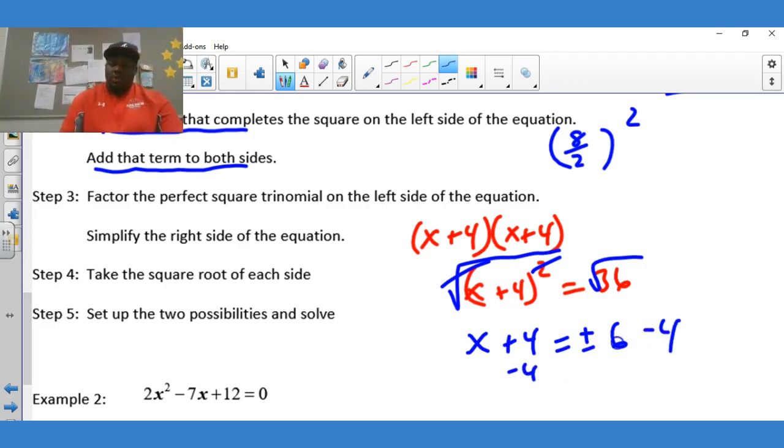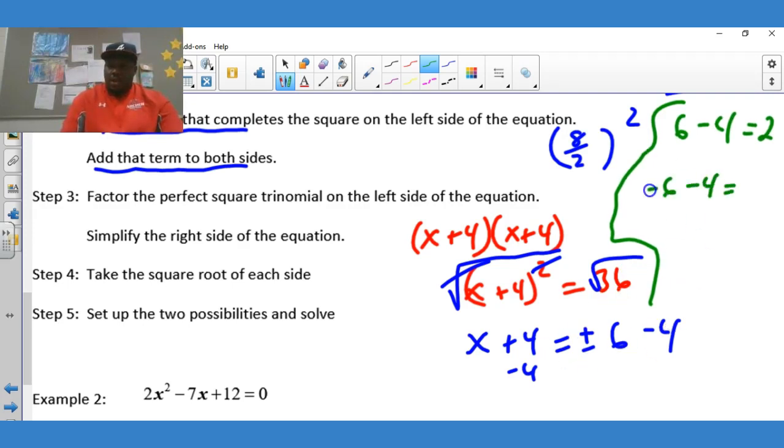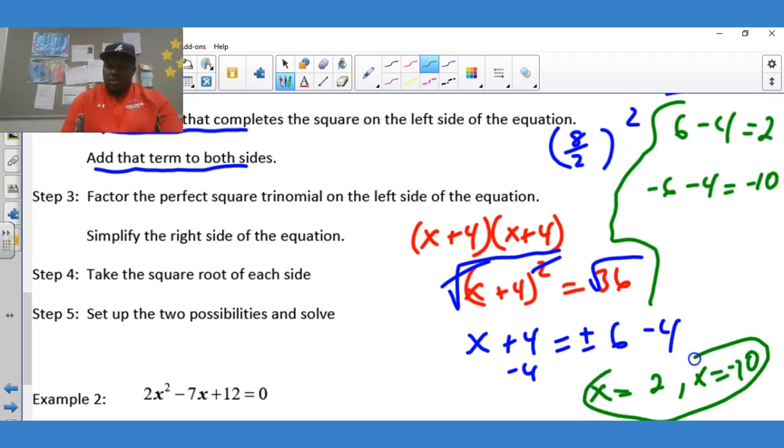Now I know you're thinking, oh, 6 minus 4. Hold on, slow your roll. You have two possibilities, like I said. And the two possibilities are this. The first one is, and I'm gonna do it here in green so you can see it, the first one is positive 6 minus 4, and that's 2. And the other one is negative 6 minus 4, and that is negative 10. So we have our two solutions: x equals 2 and x equals negative 10. Those are our two solutions.